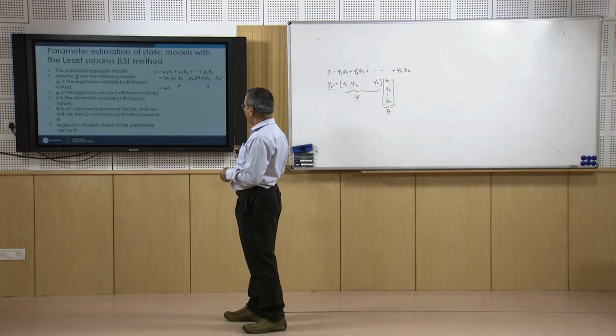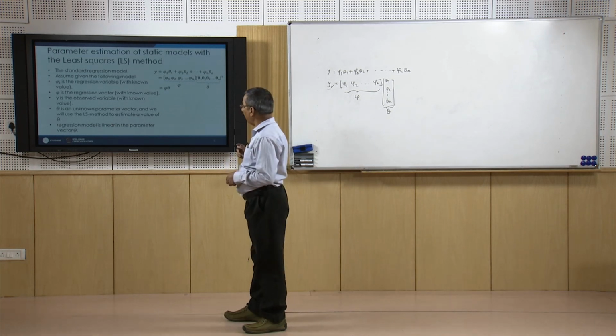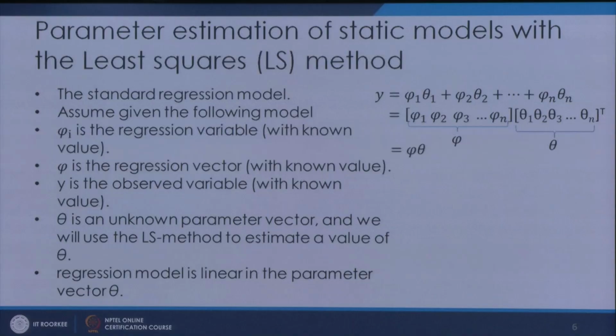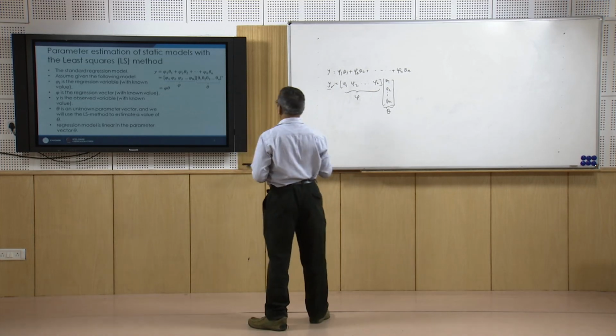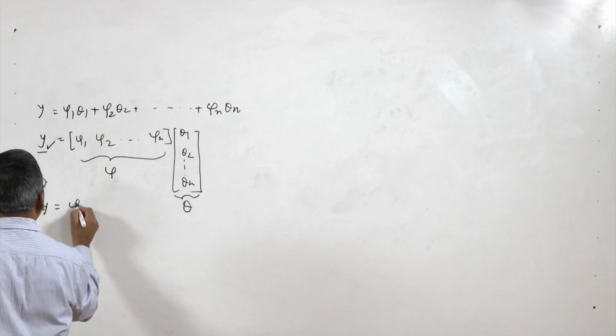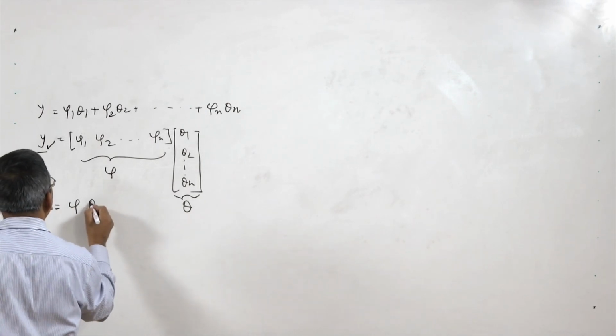The regression model is linear in the parameter vector theta, and that is why we are able to do the summation, that is, we can use the superposition theorem to do this summation. So, the regression model is linear in the parameter vector theta here. In short I can write this y as phi and theta.